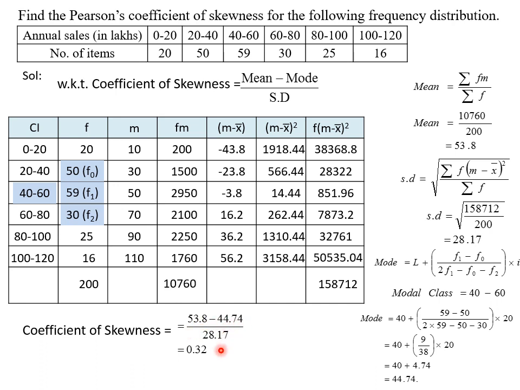Then substitute these three values in that respective formula to obtain the coefficient of skewness. The coefficient of skewness is equal to 53.8 minus 44.74 divided by 28.17, which is 0.32. Okay, hope you can understand these two examples and how to calculate the coefficient of skewness. Thank you. In the next video we will see another measure which is related to this portion.